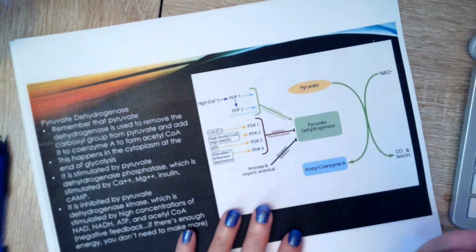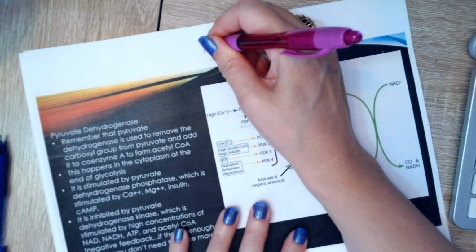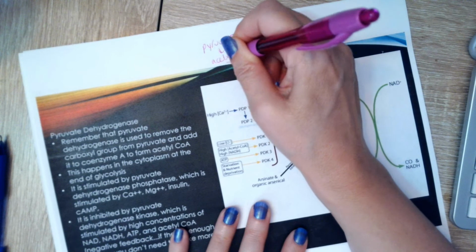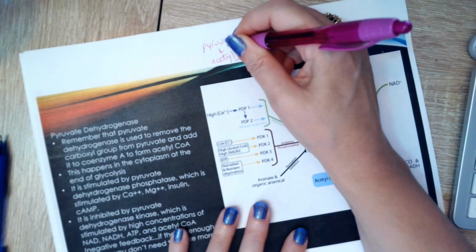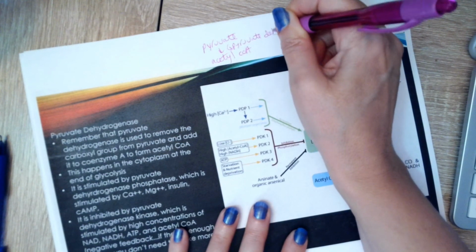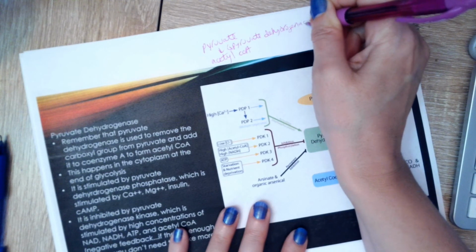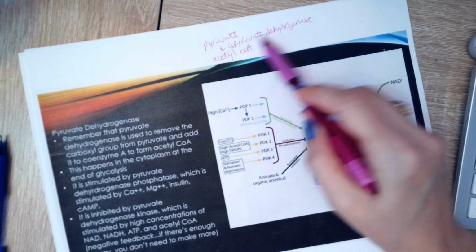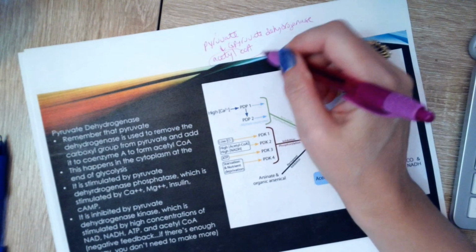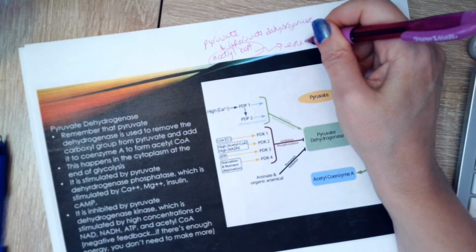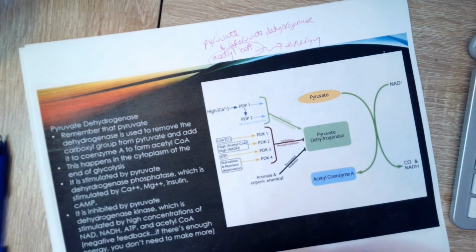Okay, pyruvate dehydrogenase. Remember, we go from pyruvate to acetyl-CoA, and our enzyme there is pyruvate dehydrogenase. This enzyme is necessary to go from glycolysis into acetyl-CoA, and then yada yada yada, we have the Krebs cycle and we get energy. So it's important in order to create energy.